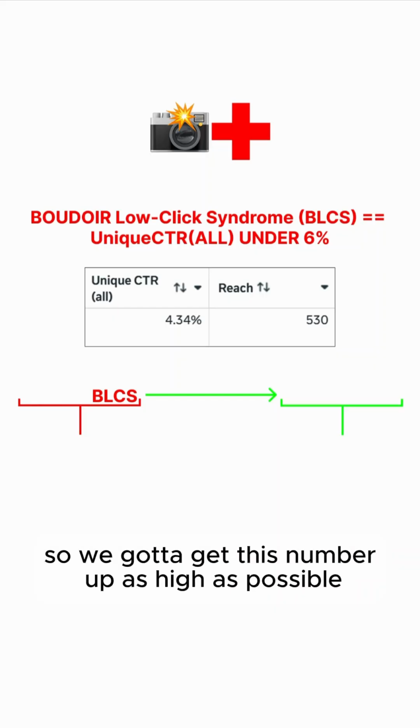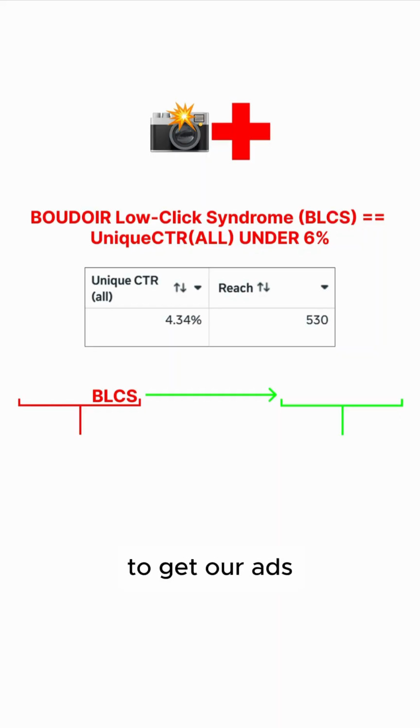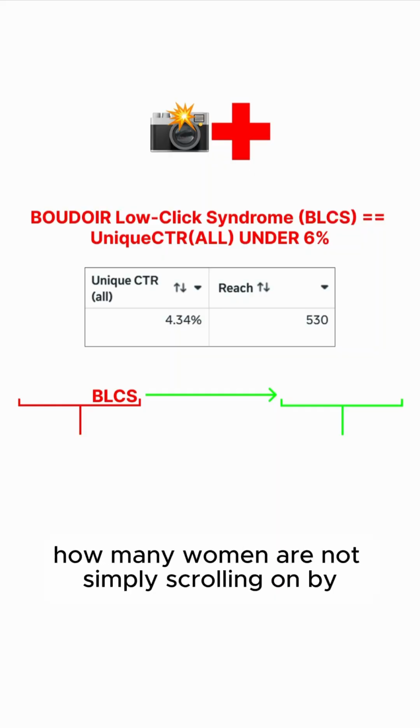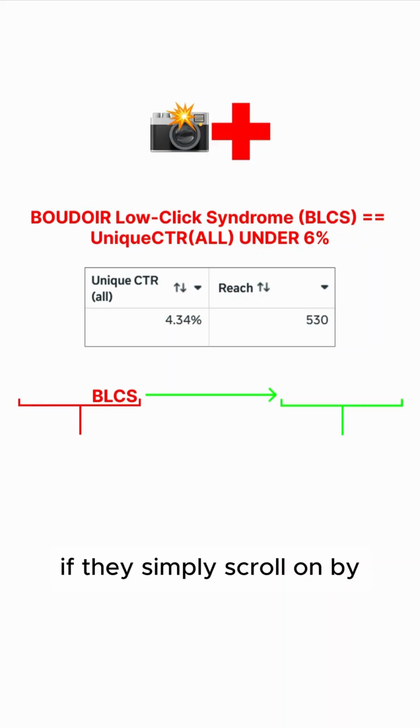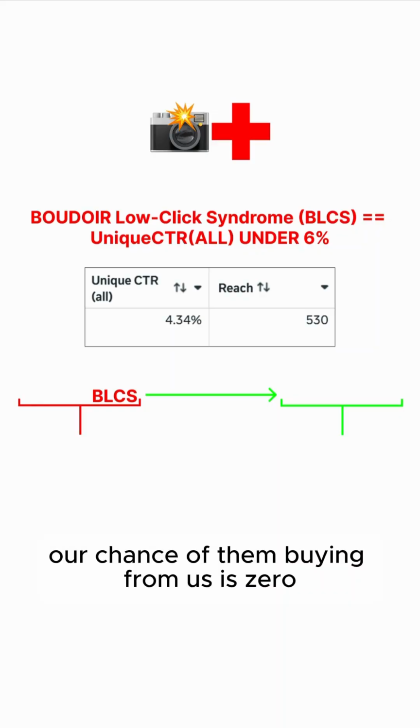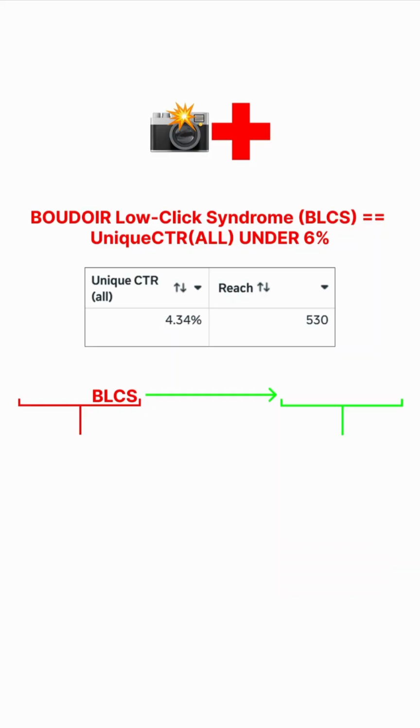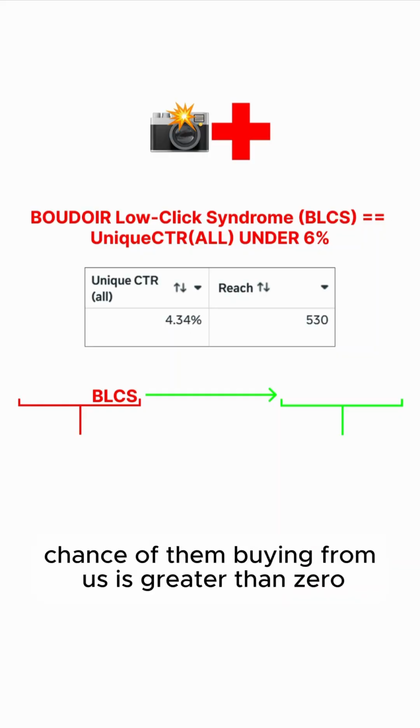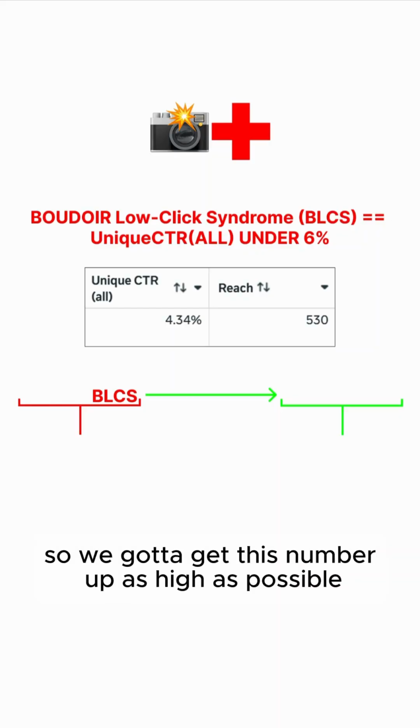So we've got to get this number up as high as possible to get our ads into the maximum number of women's brains possible. Basically this means how many women are not simply scrolling on by. If they simply scroll on by, our chance of them buying from us is zero. But if they click somewhere, the chance of them buying from us is greater than zero. So we've got to get this number up as high as possible.